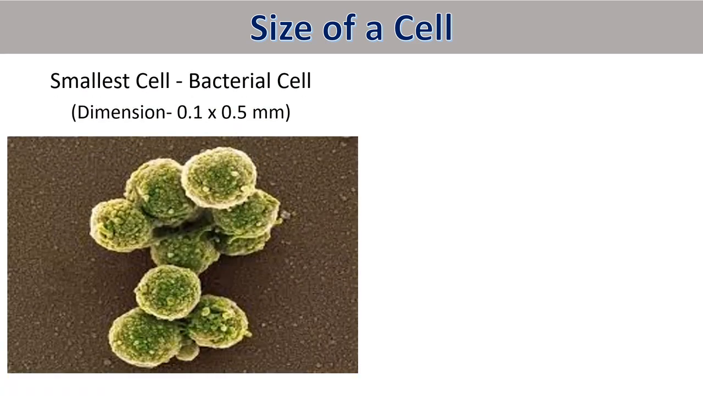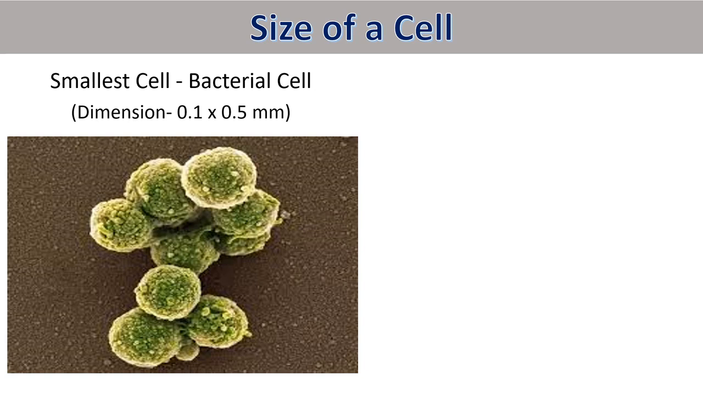Now let's talk about the size of a cell. The cell size is variable. In a living organism, the cell size may be as small as a millionth of a meter or maybe as large as a few centimeters. Usually, the cells are microscopic in size and are not visible to our unaided eyes.